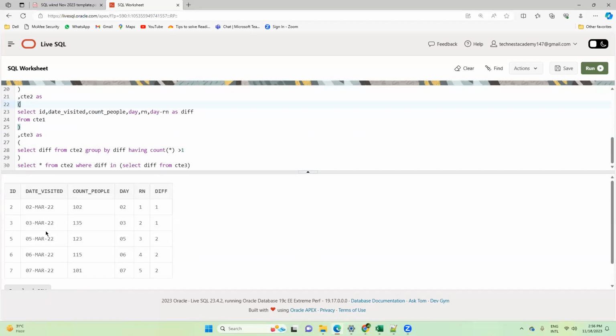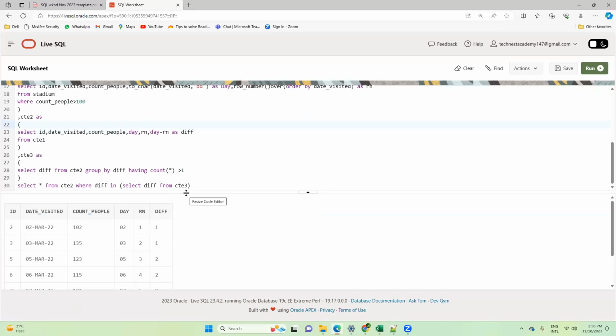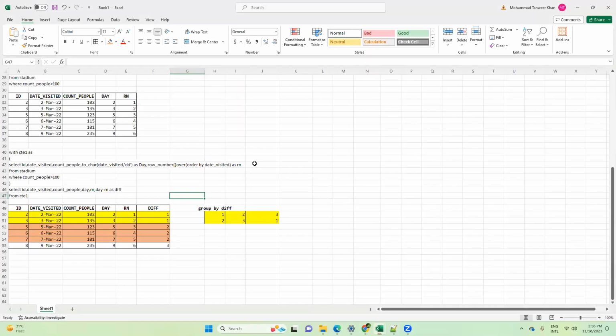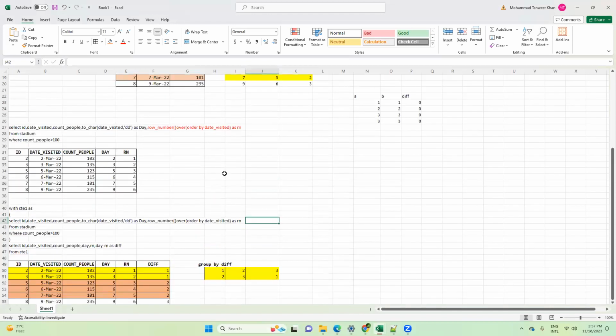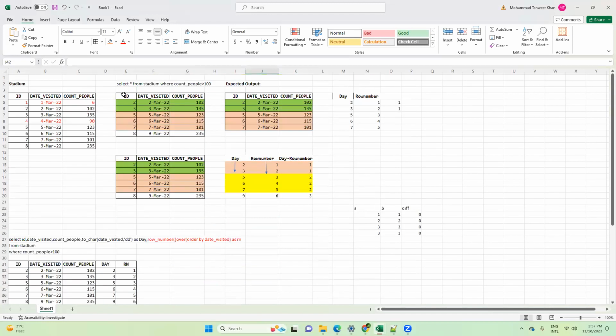Yes, sir. Sir, can I ask you a question? Just one main question. Can you explain that logic? Why have we used RN and then extracted day, and what is the main logic behind this query? The main logic is I was thinking that I have to check whether this is consecutive or not. That was the main catch in this question.